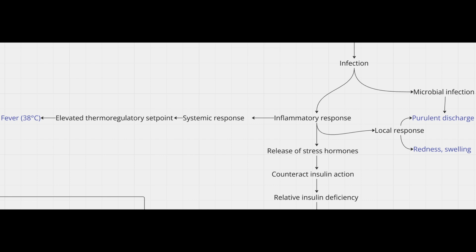Additionally, neuropathic dysfunction and impaired wound healing contribute to delayed recovery and increased susceptibility to infection. Once an infection occurs, the body initiates a systemic response leading to an elevated thermoregulatory set point and fever, 38 degrees Celsius. Locally, there are signs of microbial infection such as purulent discharge, redness, and swelling. The inflammatory response then releases stress hormones, which counteract insulin action, causing relative insulin deficiency.